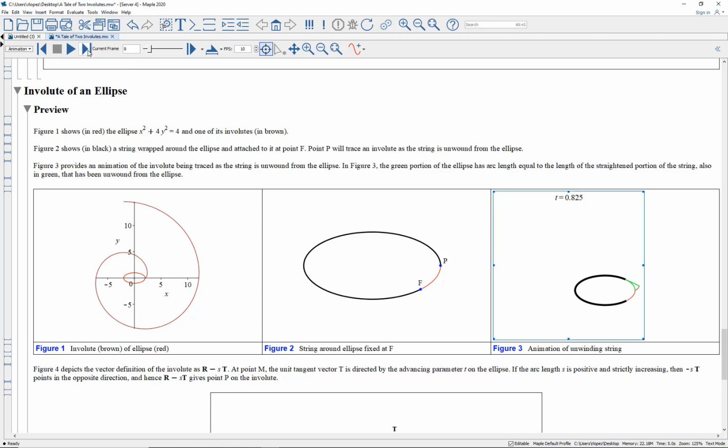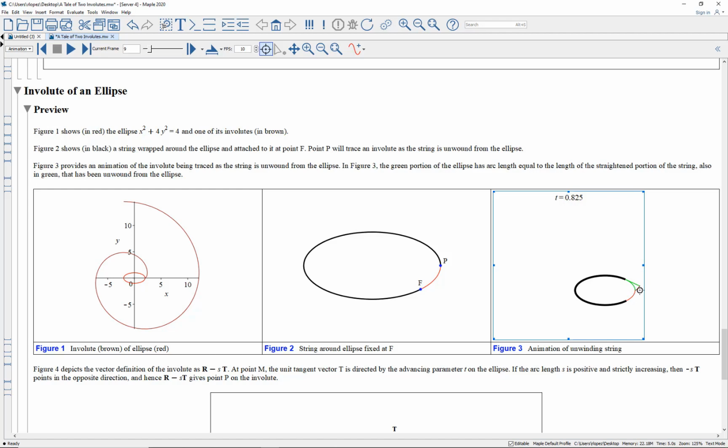Now, you see two green arcs, two green things. One is on the ellipse and the other one's a straight line. As you unwind the string, you are uncovering a portion of arc length, S. That's equal to the length of the string that's now off the ellipse. So these two green things have the same length.